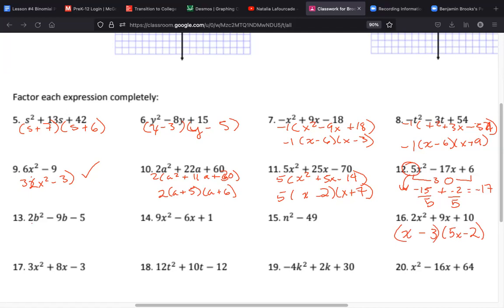Same thing for 13. This would be negative 10 and 1, which add to be equal to negative 9. Obviously, that's negative 10 and positive 1. Divide by 2. Told you I was going to go fast. So you end up with b minus 5 and 2b plus 1.